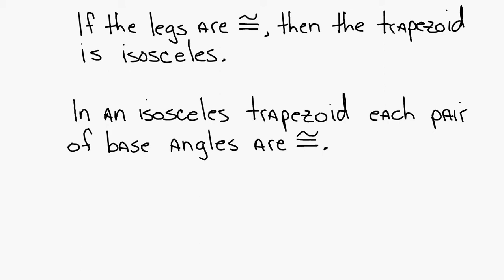Are all the angles the same? No. Right here, the key word is "each." So if the trapezoid is isosceles, then in your picture, the top pair would be congruent, and then the bottom pair would be congruent. But the top won't be congruent to the bottom.